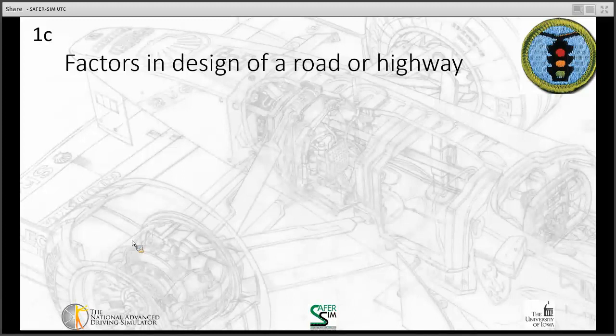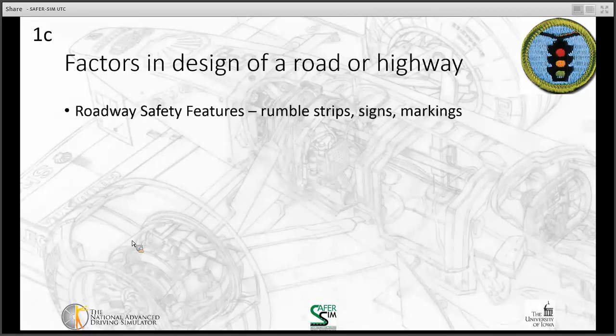Okay. We're going to move on to factors in the design of a road or highway. So we're on to 1C. Some of the things that come into play when we're doing this, we look at roadway safety features. There are things that we can do to the road that make the road safer.